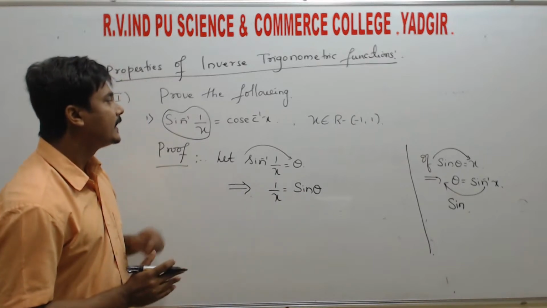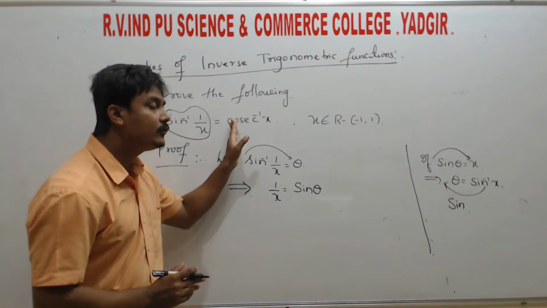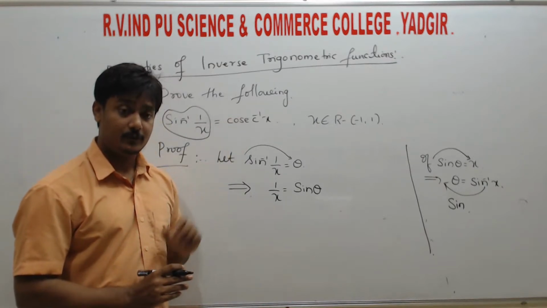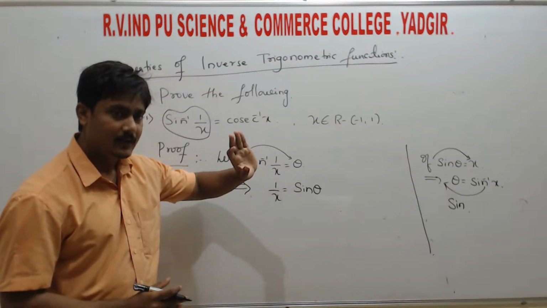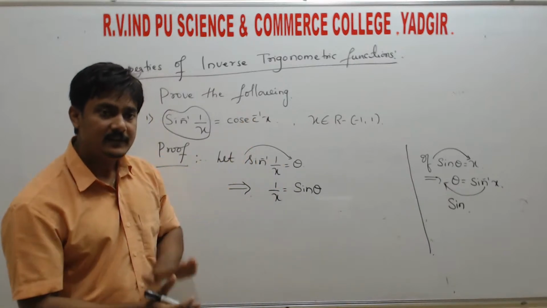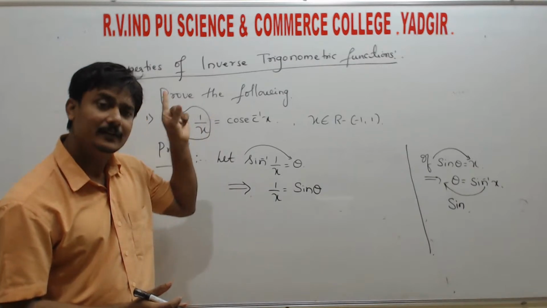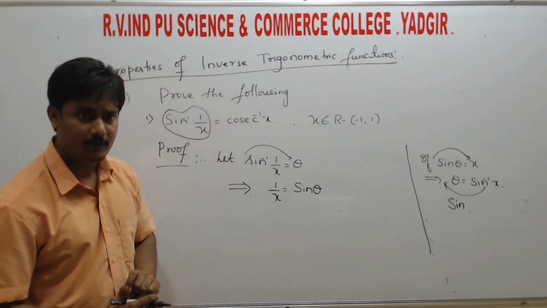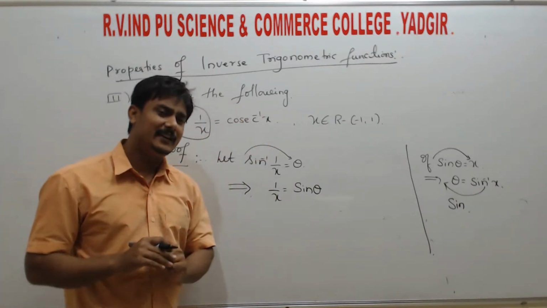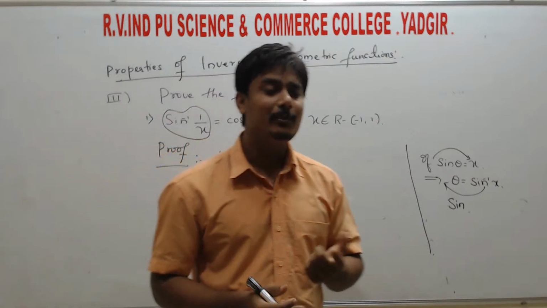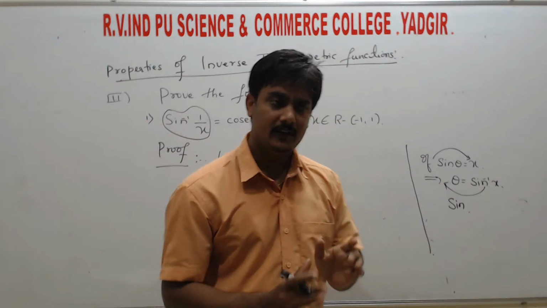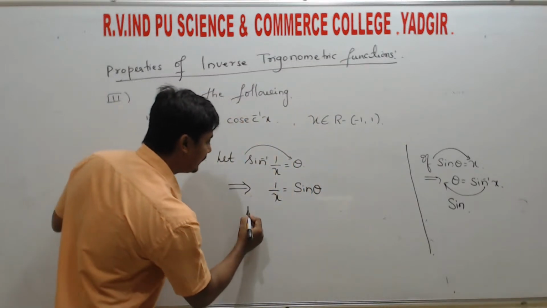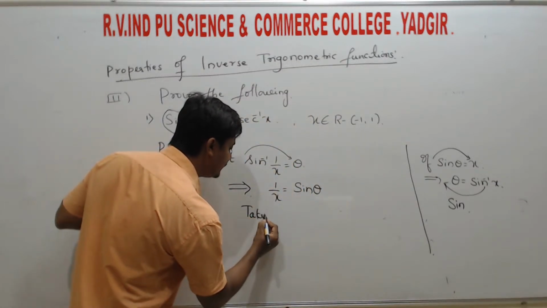Right now, in the final answer, I want the cosec function, cosecant inverse x. Here there is no cosec. Now I need to apply a step such that I get that cosec function also. How do we write cosec theta? We know the reciprocal relations: cosec theta is nothing but 1 upon sin theta. Now I will take reciprocal on both sides.